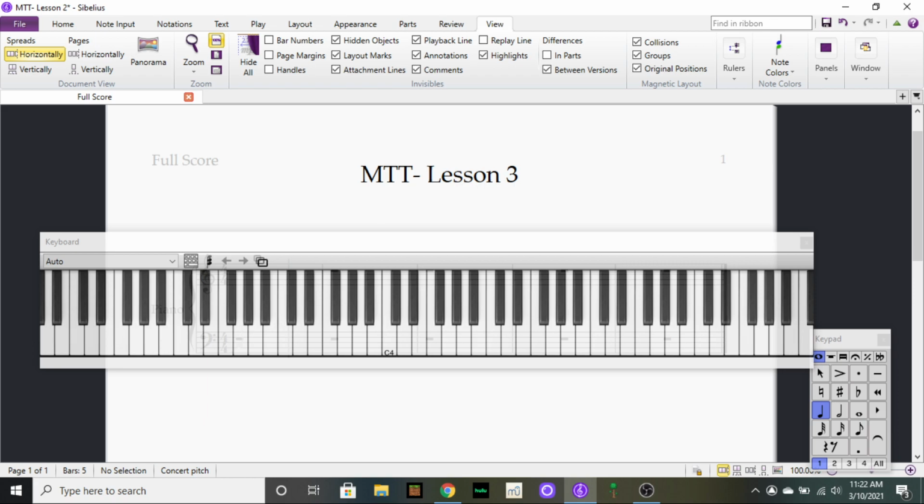The lowest C on the piano is C1, and the highest is C8. Middle C is C4. It's not in the middle of the keyboard, but it's the middle because of where it lies on the staff, on the two staffs.